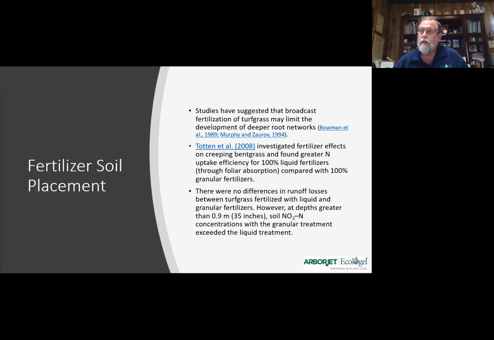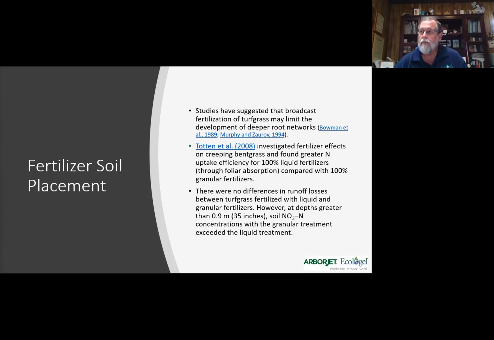And then it depends also on the kind of turfgrass. This one investigated the use of liquid fertilizers versus granular on growing bentgrass. And they found that the uptake efficiency of liquid fertilizer, especially a foliar on bentgrass, you had 100% foliar absorption and uptake compared with 100% granular. So you had much higher uptake using liquids on bentgrass than you did with using granulars. But that does change with other kinds of grasses.